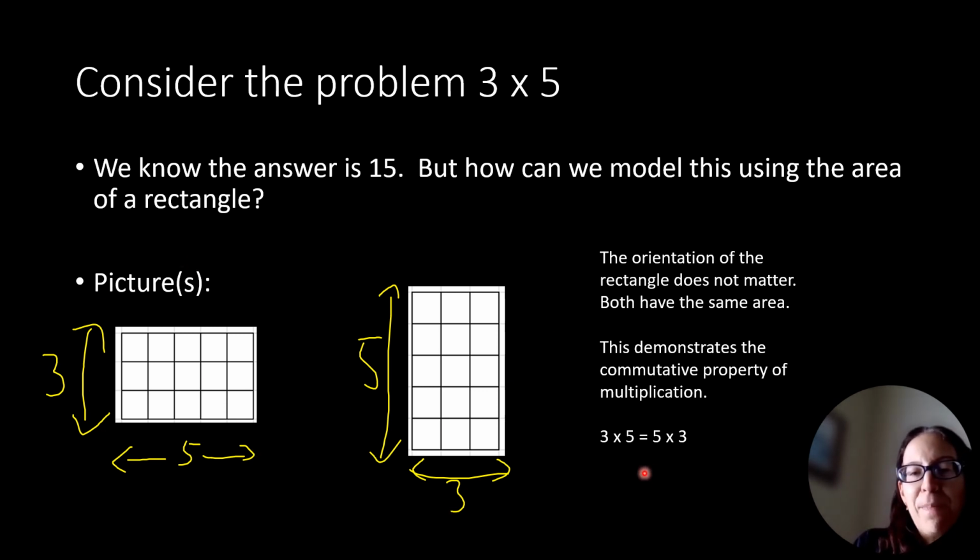And so while it might be obvious to you with the 3 and the 5, when we start putting algebraic expressions in there instead of 3s and 5s, it might be a little bit less obvious, but I do want you to keep that in mind. It does not matter which order you write them in or the positioning of the expressions along the vertical or horizontal sides of the rectangle.